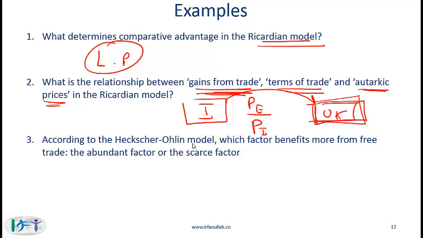According to the Heckscher-Ohlin model, which factor benefits from free trade, the abundant factor or the scarce factor? And here the larger benefit goes to the abundant factor. If the abundant factor in India is labor, then trade means that there is more work for labor intensive industries, which means that this particular factor will benefit.